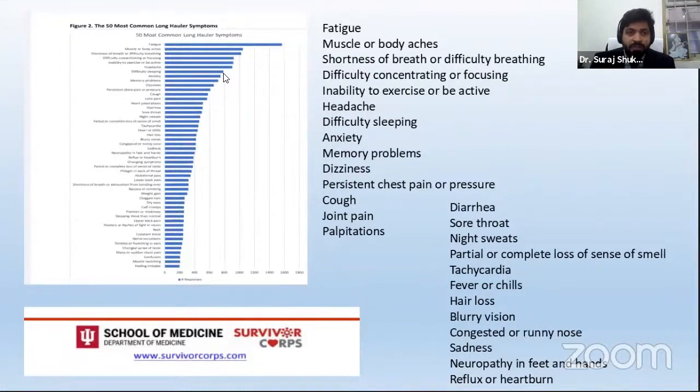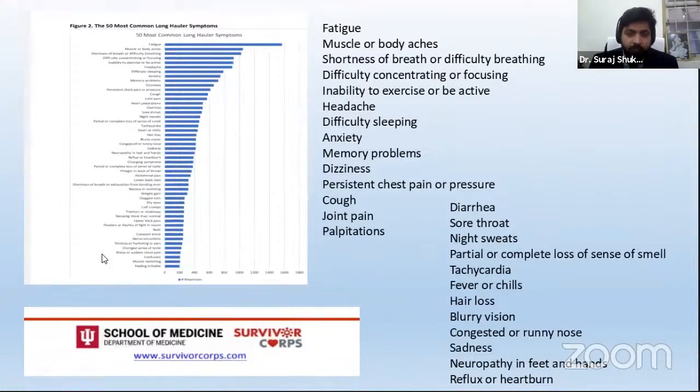50 symptoms, the most common symptoms of long COVID, out of which I have just mentioned some 20-25, which we have to consider as the severe ones, and these symptoms indicate that these patients are categorized as long COVID. So the symptoms are fatigue, muscle or body aches, shortness of breath, difficulty in breathing, difficulty in concentrating or focusing, inability to exercise or be active. These patients, after COVID infection positive, and then after a span of time, have difficulty being very active or doing any task as smoothly as they were doing before the infection.